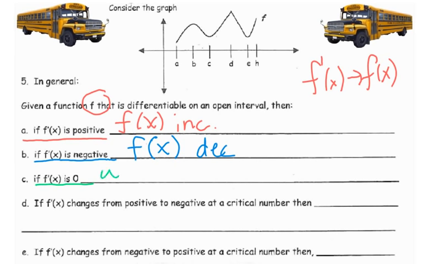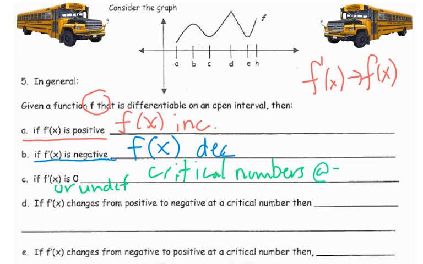well, you know what, let me edit that, because I need to add something in there. Hopefully you've already figured out that I should have said something else. If the first derivative is 0, and let's see if I can squeeze that in there, or undefined, then what do we know about the original function? We know that there are critical numbers at those particular values of x, at each x. Okay? Formalizing things we already know again.